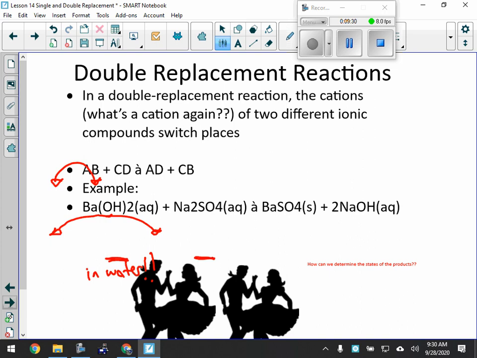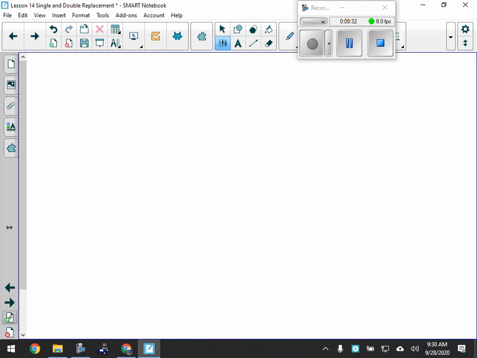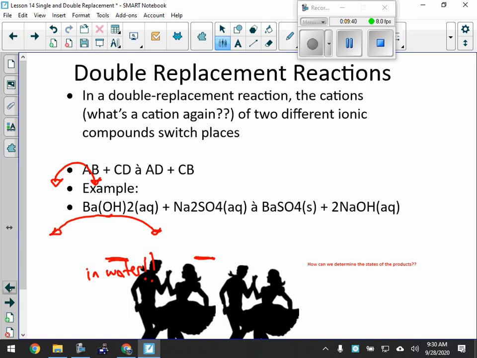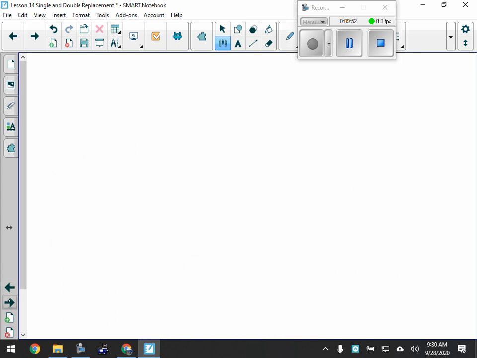Double replacement, okay, let's talk about that. It says, in a double replacement reaction, the cations of two different ionic compounds switch places. Cations are, of course, the metal, positive ions, right? So the positive ions, I guess, just put that in there. Positive ions of two different ionic compounds switch places.